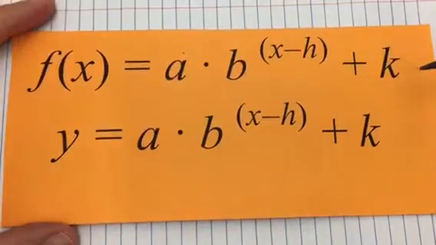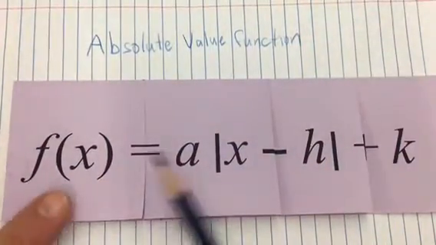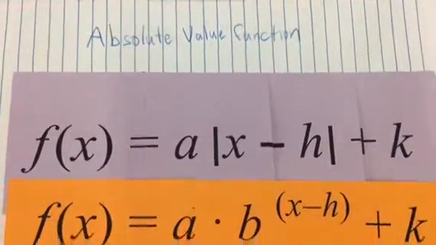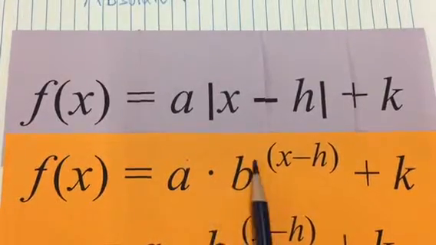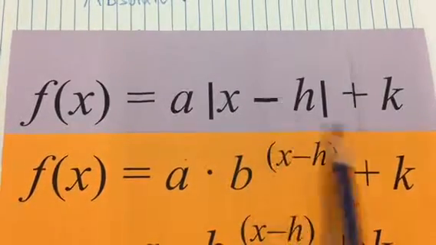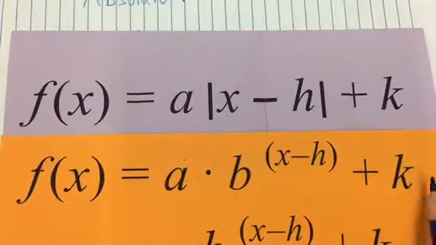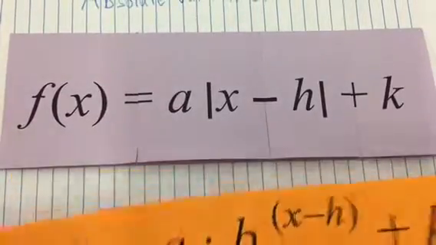Now if you recall, a couple days ago we did this one, absolute value functions. They look a lot alike. This is different, but I've got an x minus h, I've got a plus k. They serve almost the exact same purposes. So if you have these notes from the other day, this will help out a lot.